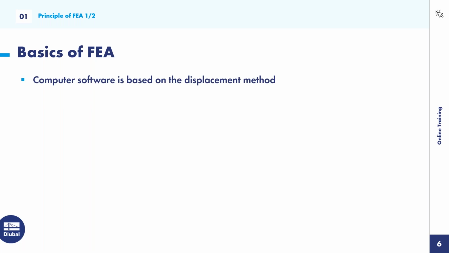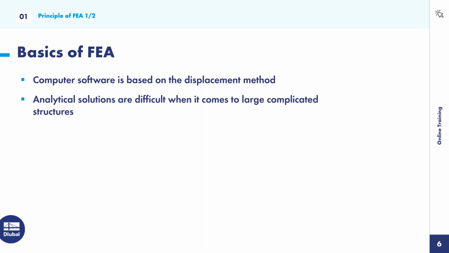To start off, computer programs are based on the displacement method. Another method that you might be aware of is the force method, where the unknown is the force and the internal forces must be calculated based on this. With the displacement method, you can calculate the displacement vectors and then the internal forces and support reactions.